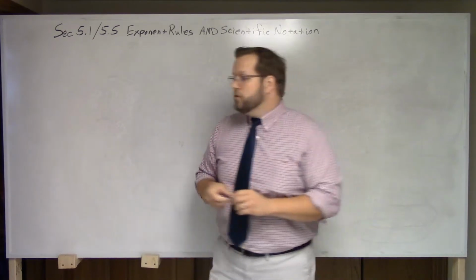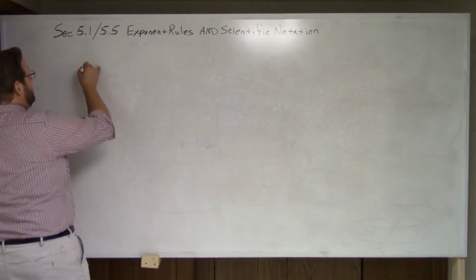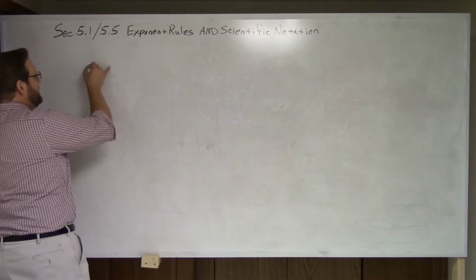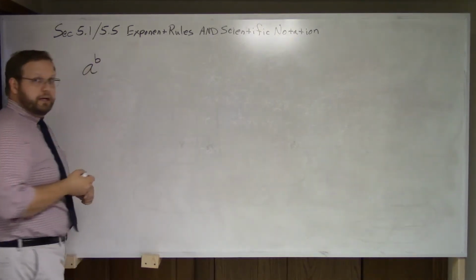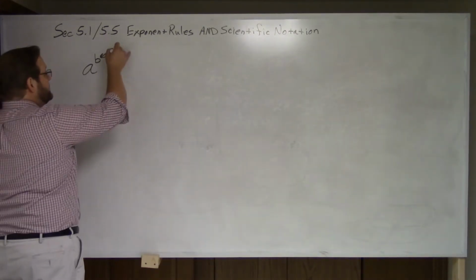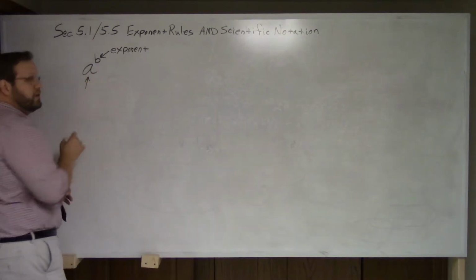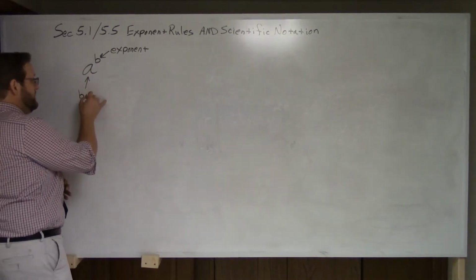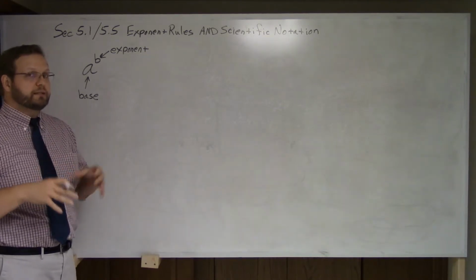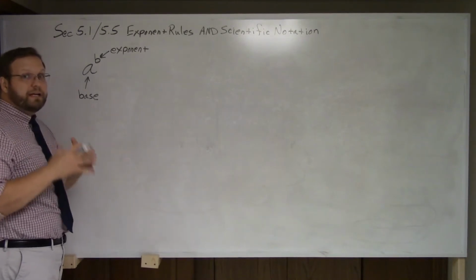Okay, so first thing I want to do before we actually get into the rules themselves is talk about the parts of an exponential statement. So let's say I have something like that. Okay, just so we're all on the same page. This little number up top, that's your exponent. This number here that it's attached to is your base. I'm going to be referencing that base a lot in this discussion, so I want to make sure you guys understand what that is. Okay, we have to read these very literally.